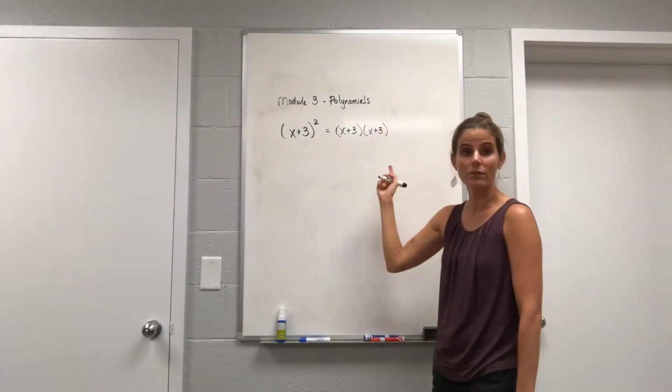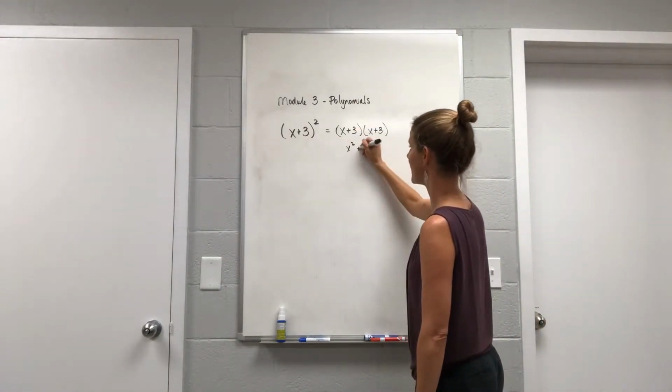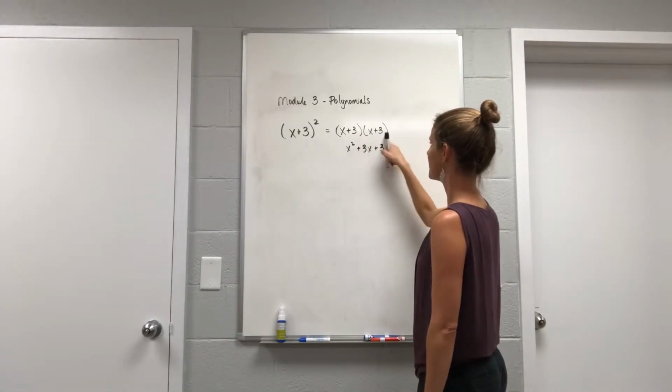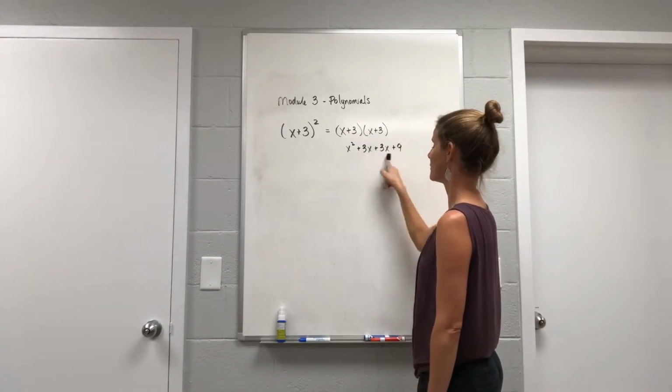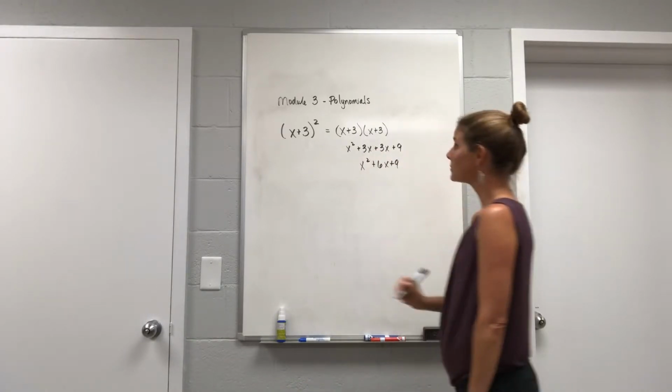And then we could do the FOIL. So x times x is x squared. X times 3 is 3x. 3 times x is 3x. And then 3 times 3 is 9. And then combine those two middle terms, we'll get x squared plus 6x plus 9. That's one way to look at it.